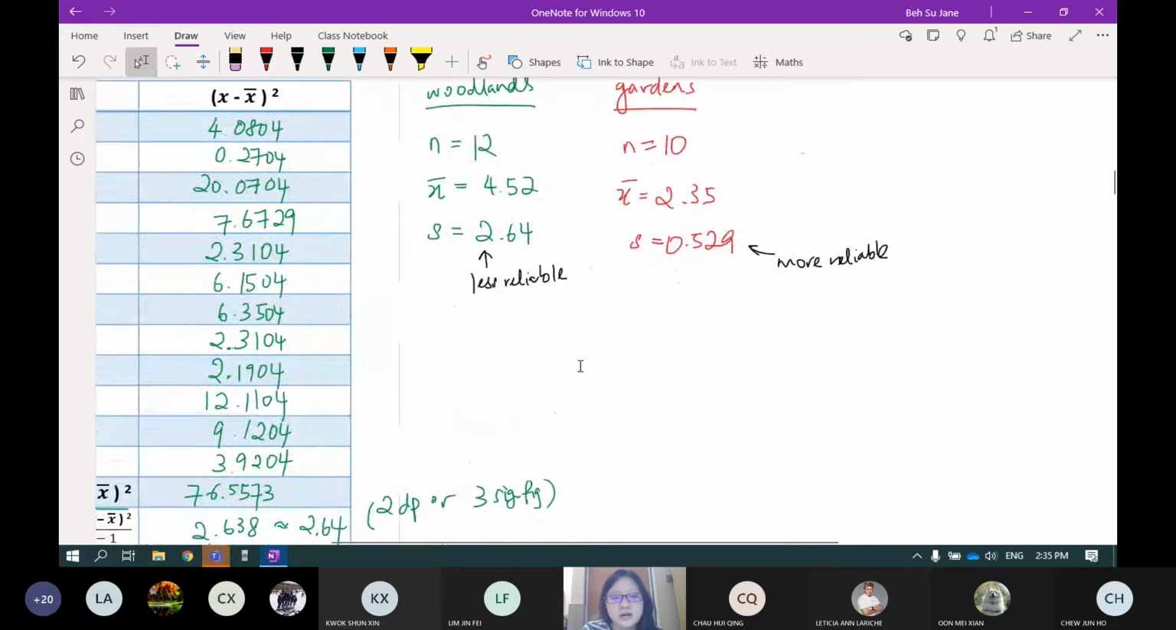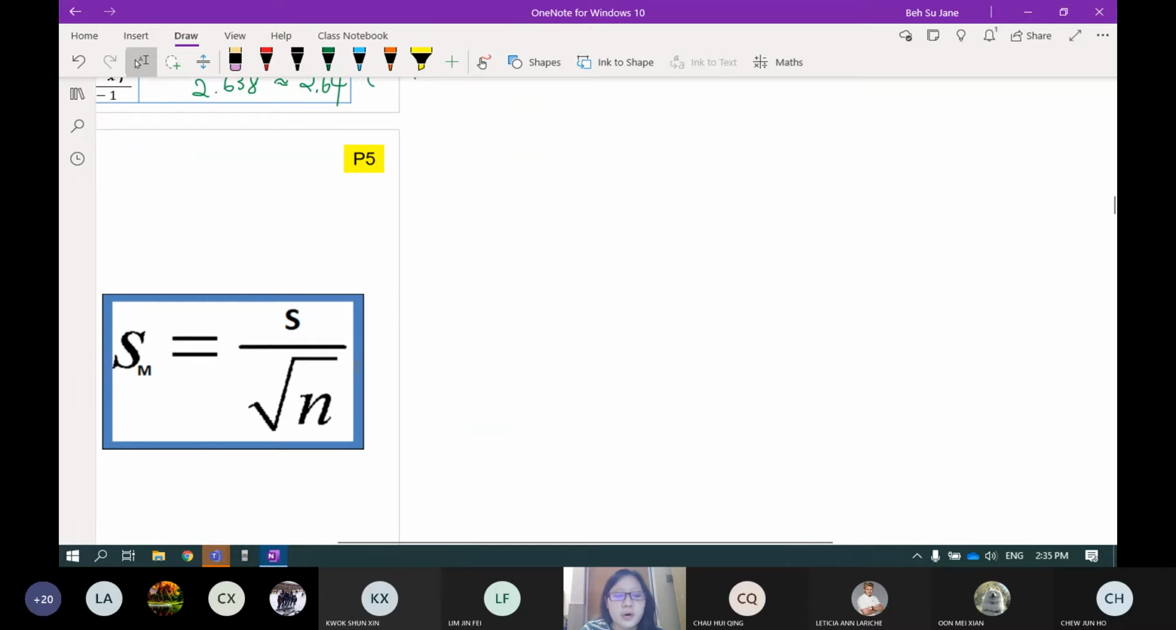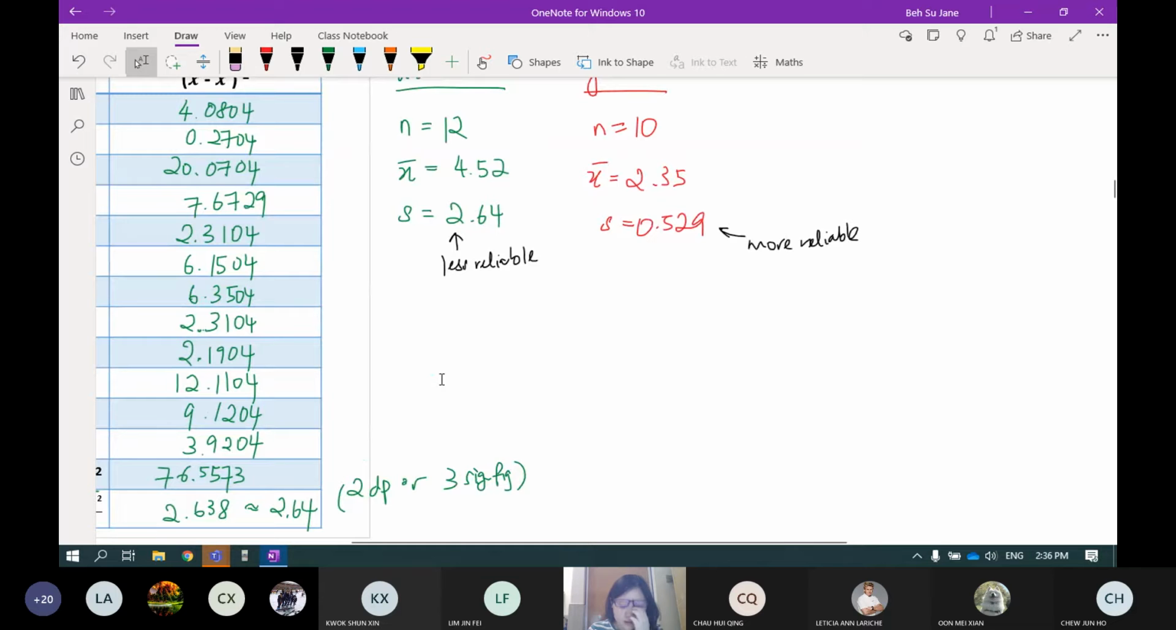So let's calculate the standard error here based on this little equation. Standard error equals standard deviation over the square root of n. So let's do it.